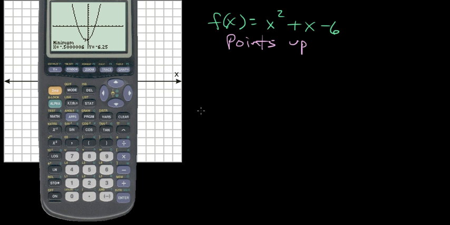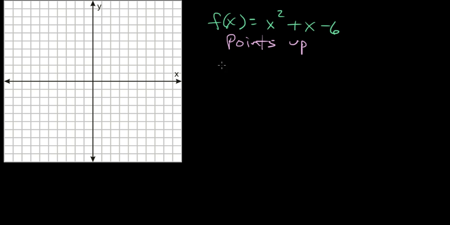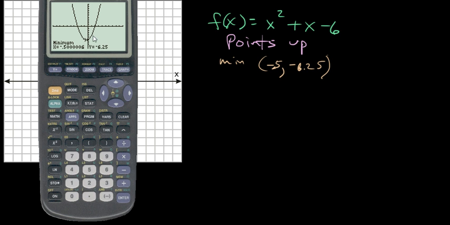So we're just going to say that the minimum is negative 0.5 and negative 6.25. So let's write that in there. Minimum is negative 0.5 and negative 6.25. Okay? And look at the graph of that, and sure enough, that looks like that's my minimum right there.